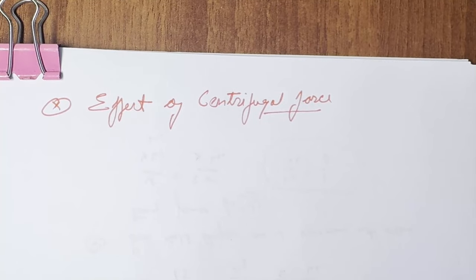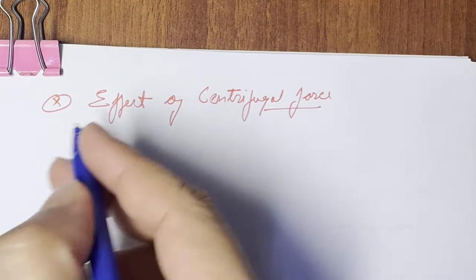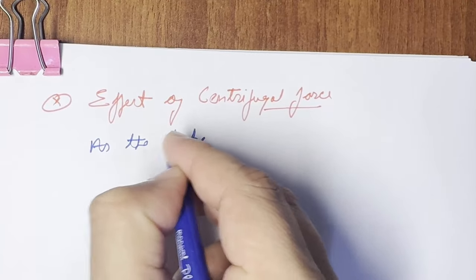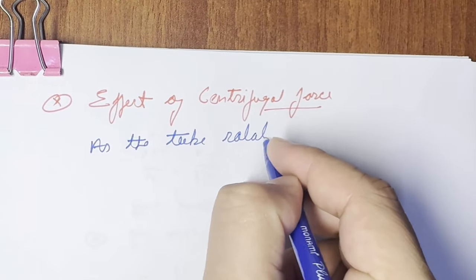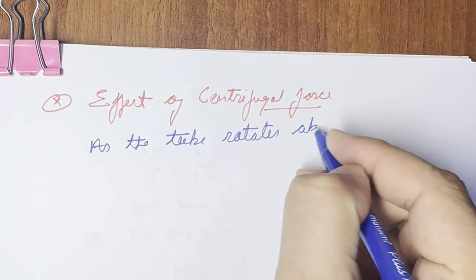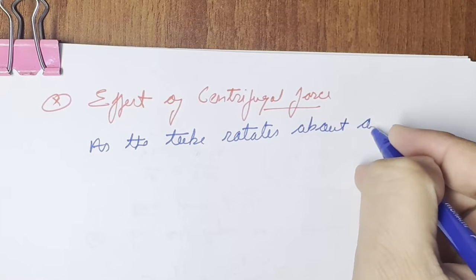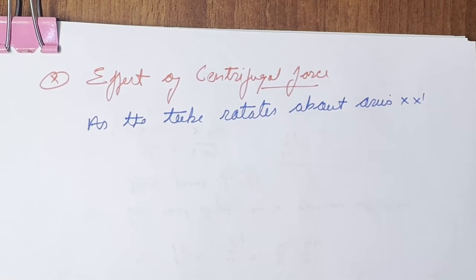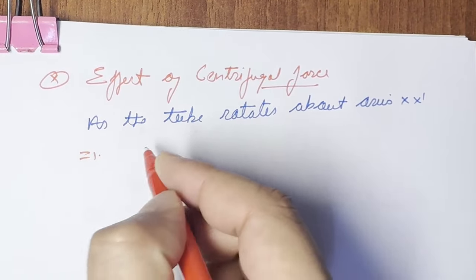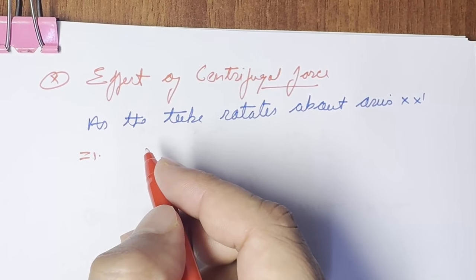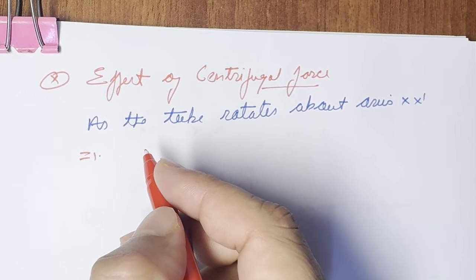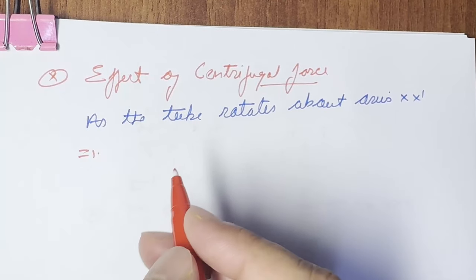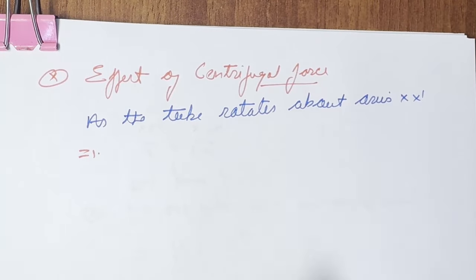So as the tube rotates about the axis xx prime, centrifugal force creates a pressure gradient along the horizontal distance between the two arms.